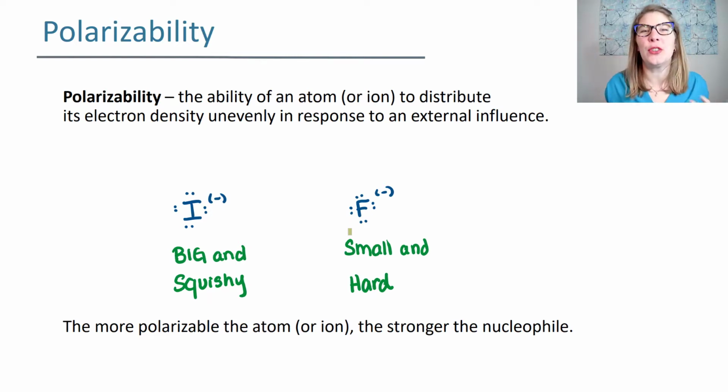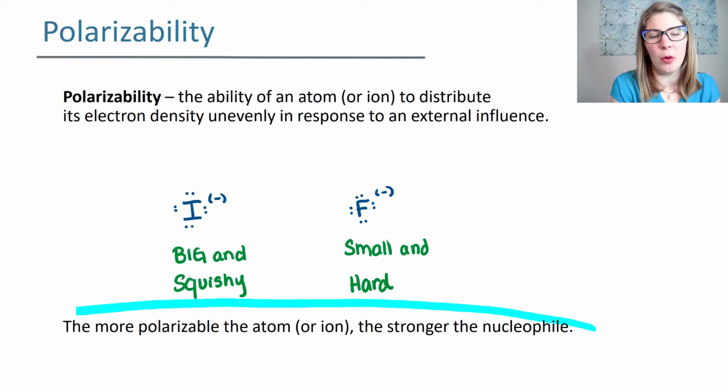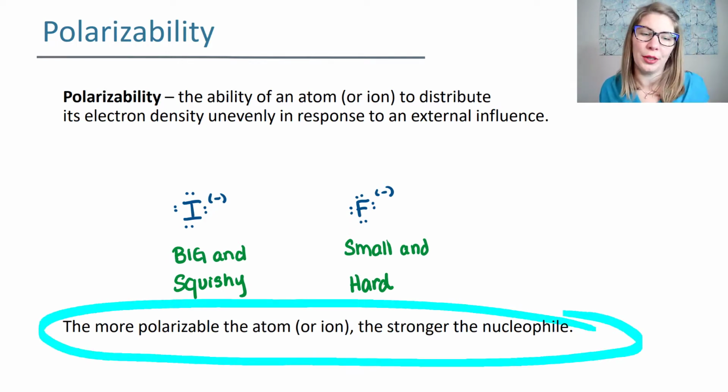And here what she was trying to explain to me is atoms or ions that are large are like beach balls that are partially deflated. They're squishy. You can change their shape with an external factor. That's called polarizability, when you can change their shape. Whereas things like fluoride have a small radius and thus are hard and difficult to manipulate their electron density. And the key is that the more polarizable the atom or ion, the stronger the nucleophile.